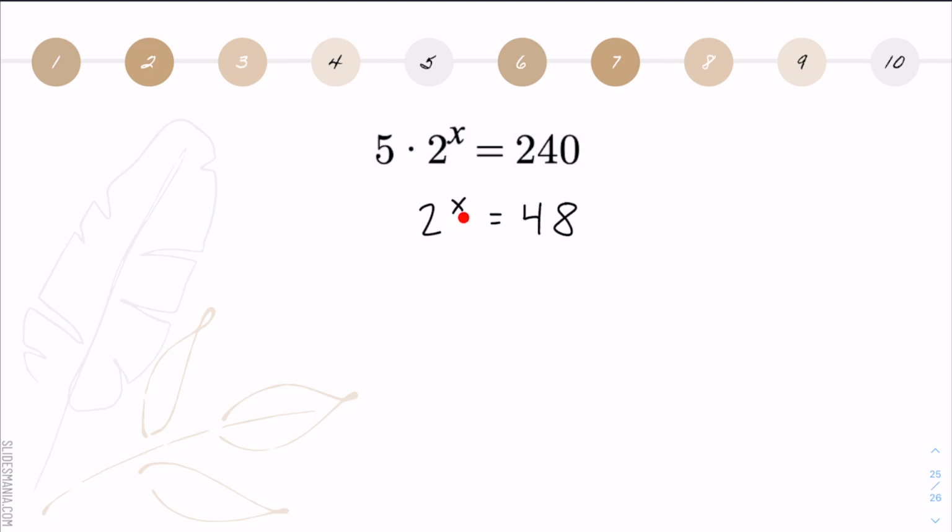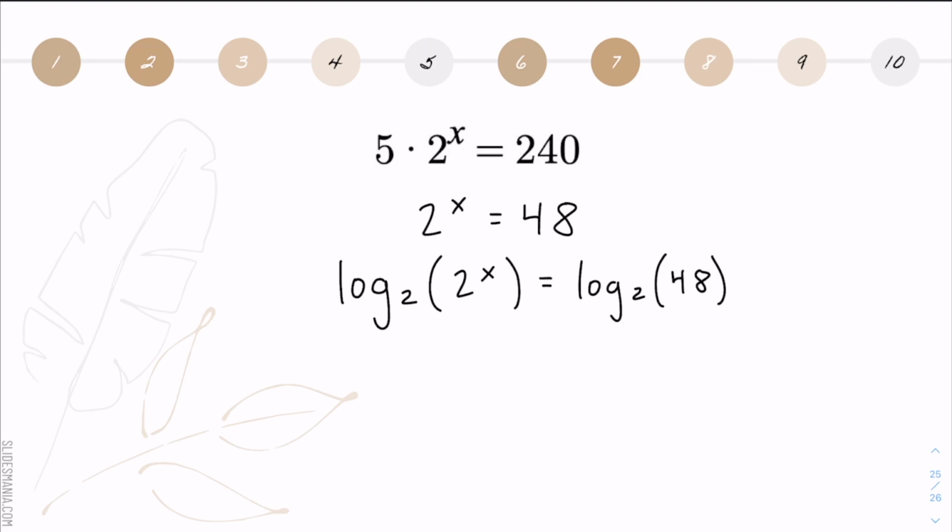Now, because we're solving for x, how can we undo an exponential? Log base 2. Remember, the whole reason we've learned about logarithms is to help us solve exponentials. Okay, so our left-hand side, because it's log base 2 with an exponential of base 2, those undo one another, leaving us with x. And because 48 is not 2 raised to a whole number, I don't want to round this to a decimal, so I'm just going to leave my answer as log base 2 of 48.